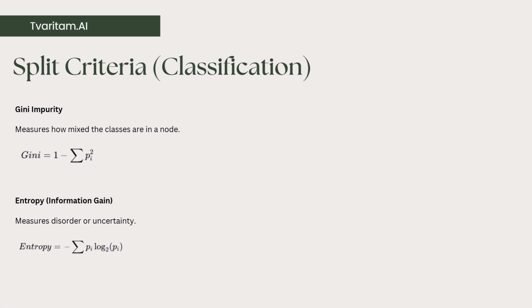Entropy, on the other hand, comes from information theory and measures uncertainty. High entropy indicates high randomness or mixed classes, while low entropy indicates high certainty or a pure node. Now while making a split, we often use information gain, which is the reduction in entropy after the split. So the tree asks which split reduces uncertainty the most.